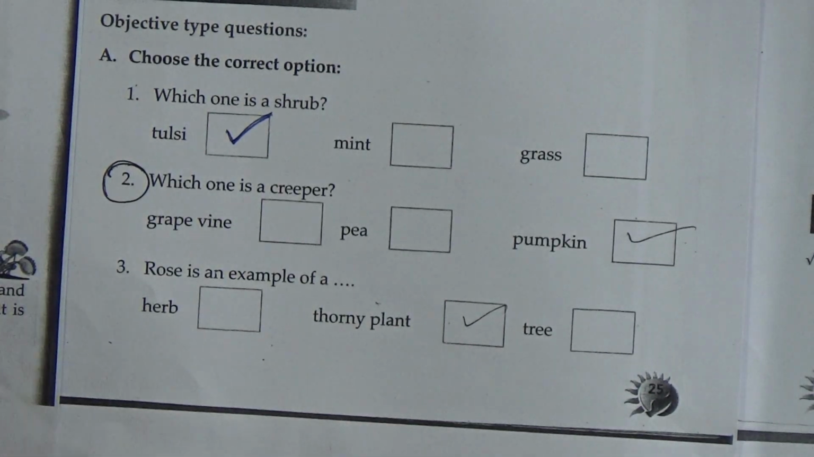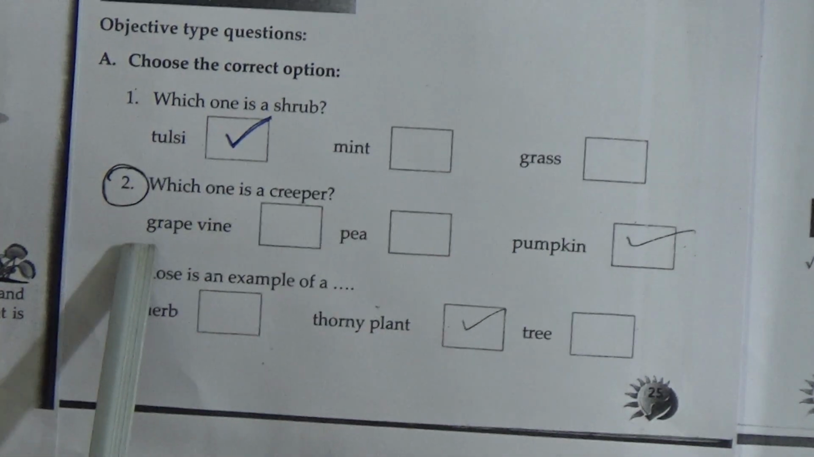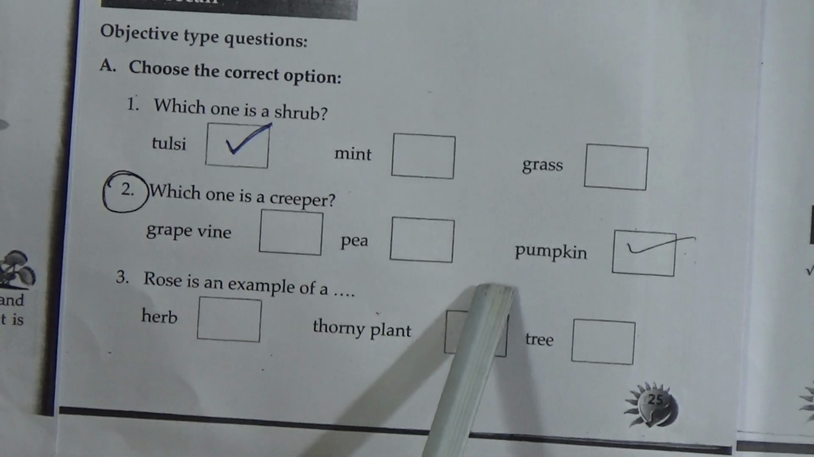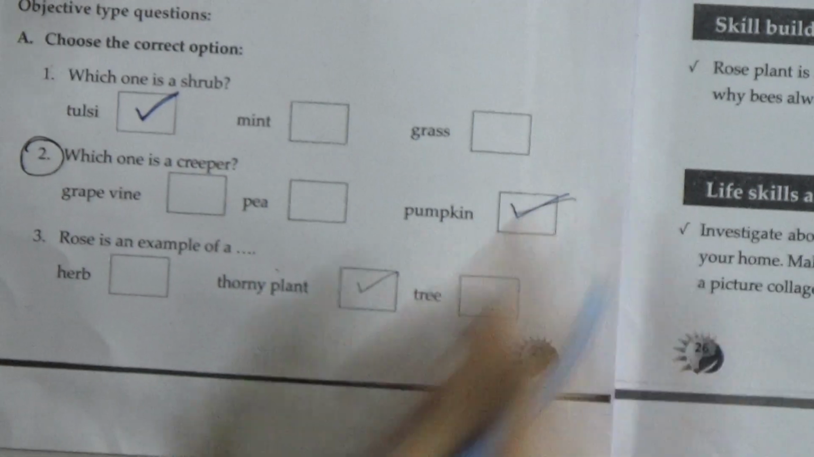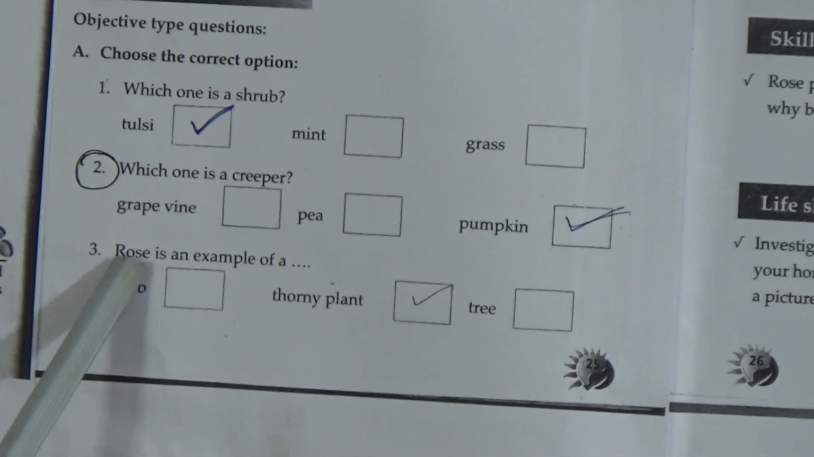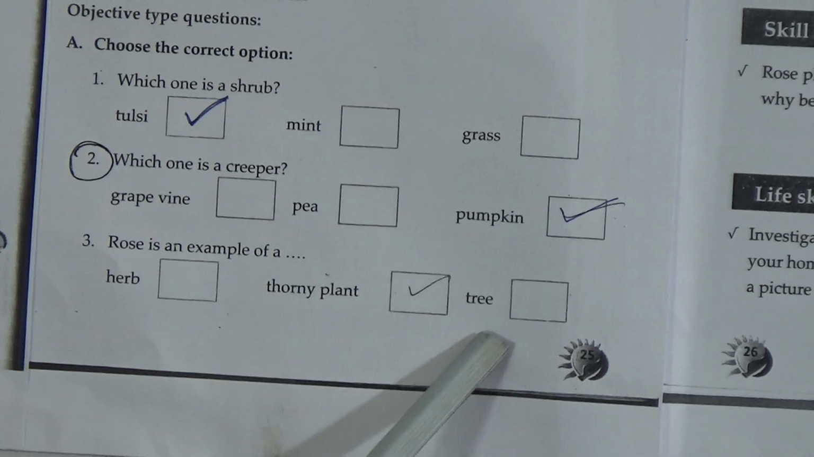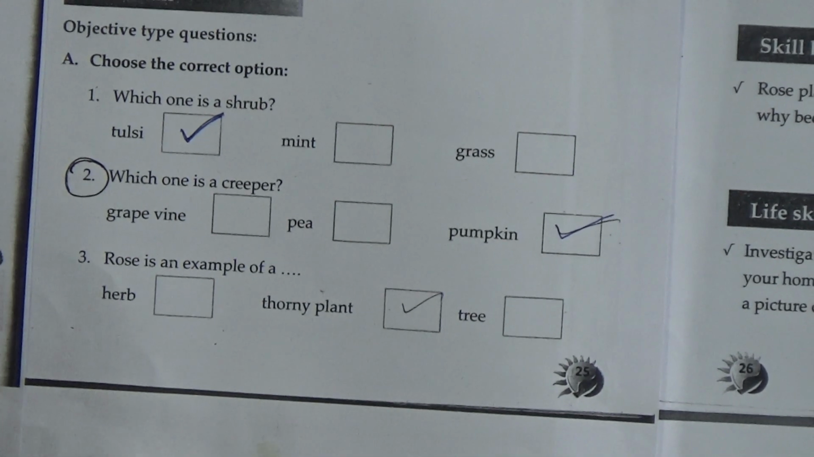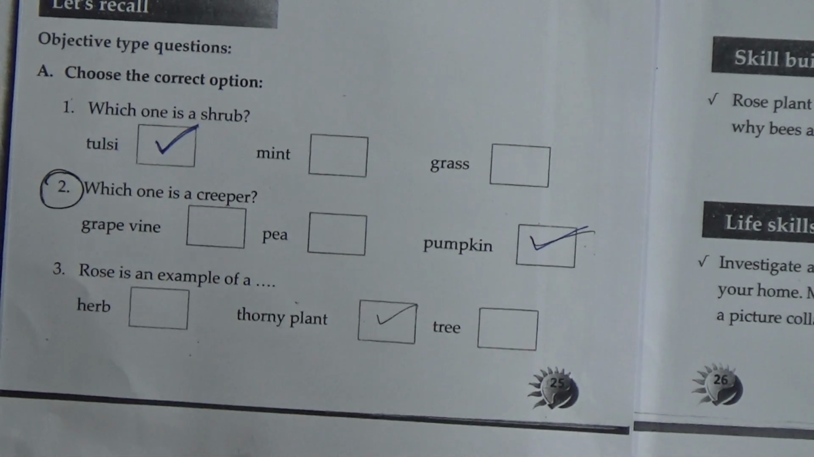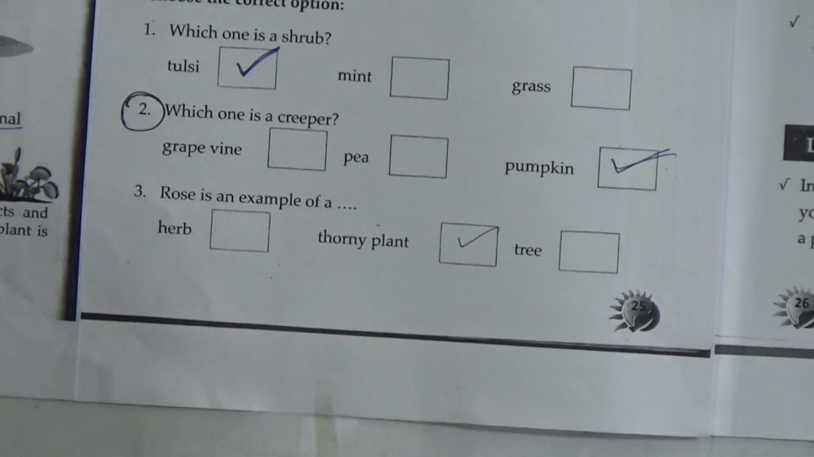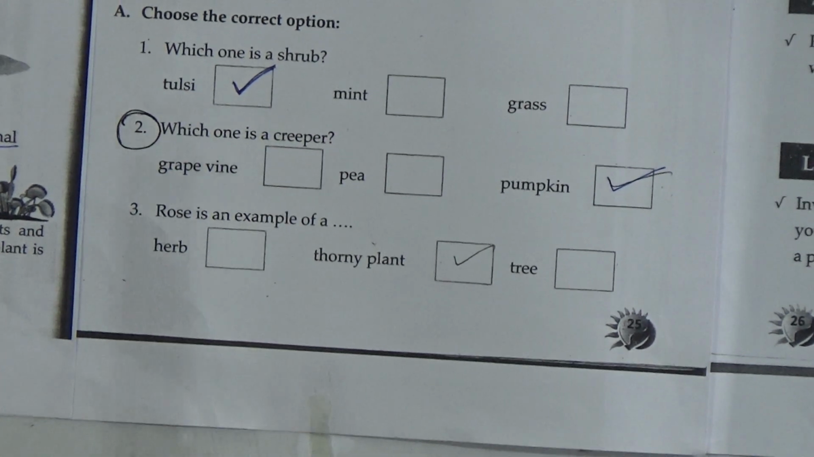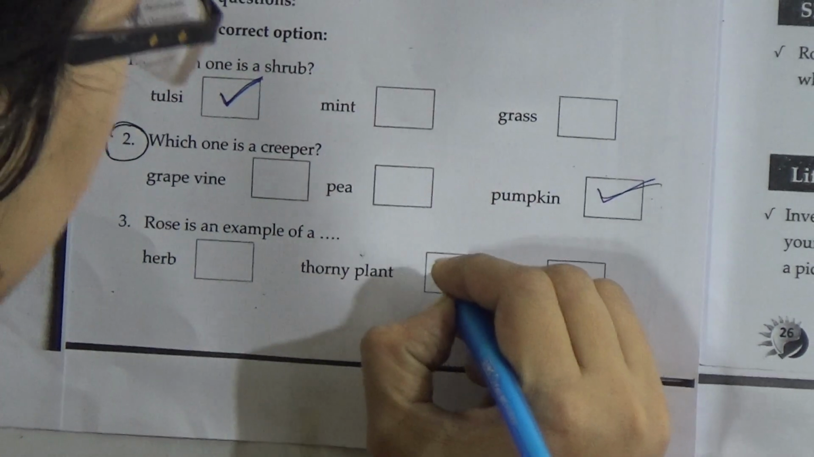Now, question number 2. Which one is a creeper? Grapevine, pea and pumpkin. We know that some creepers are pumpkin and watermelon. So, we put the tick mark beside the pumpkin. Question number 3. Rose is an example of herb, thorny plant, tree. We know that rose is an example of shrubs, but the rose plant has thorns. So, we put the tick mark on thorny plants.